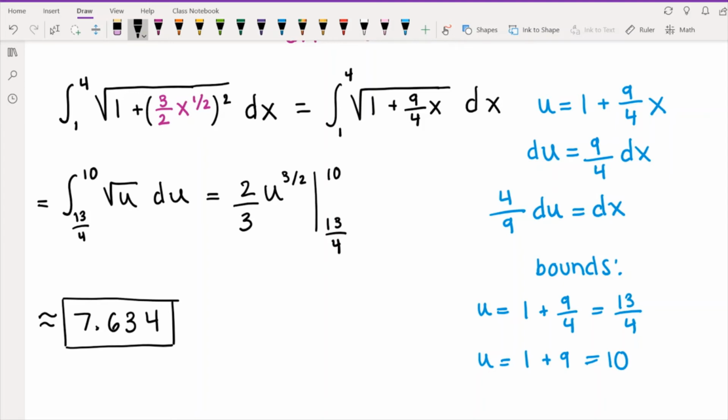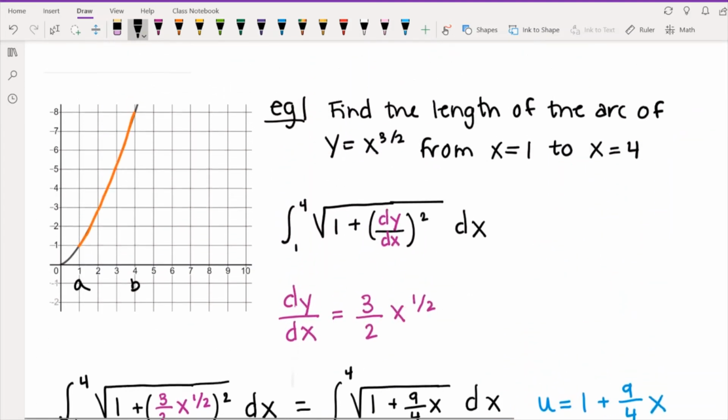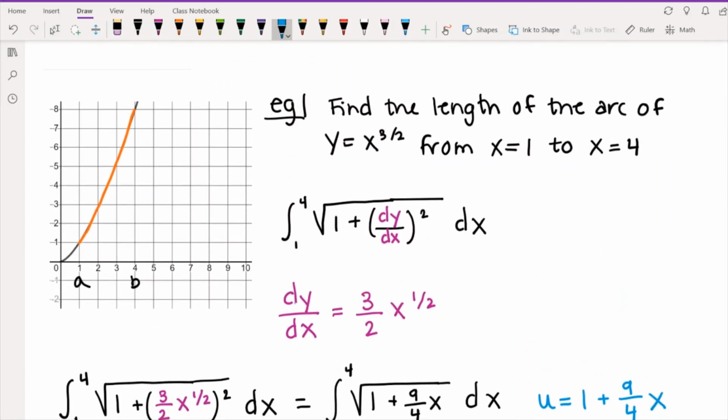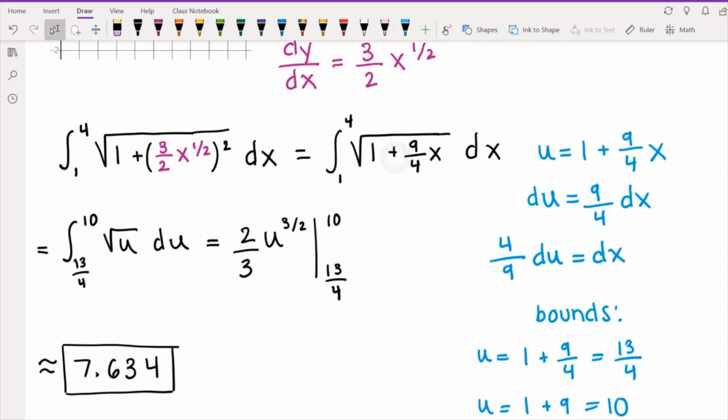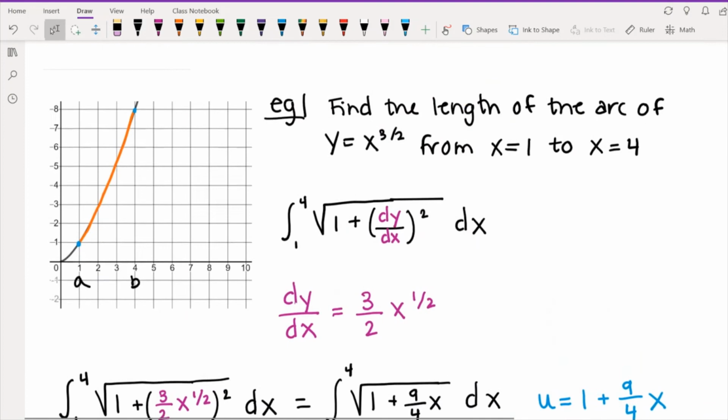So by the way, if you were to use the distance formula to find the straight line distance between here and here, so that's not a straight line, that would be like this distance. That is 7.616. So it's actually really close. This was 7.634, and when you do a straight line, it's 7.616. So you can tell this graph is almost like a straight line, right? It doesn't have a lot of curvature to it.